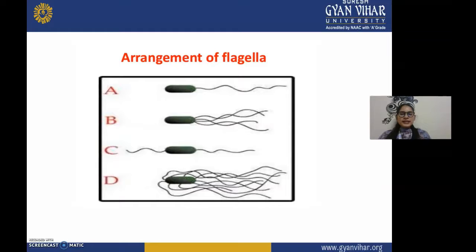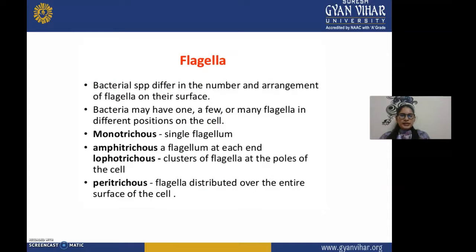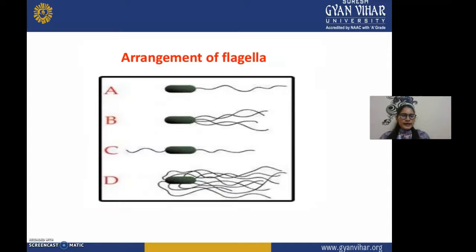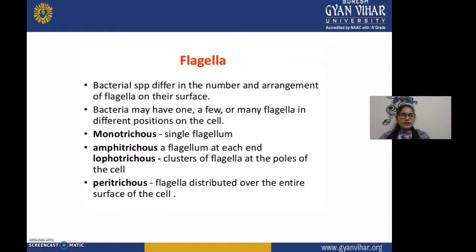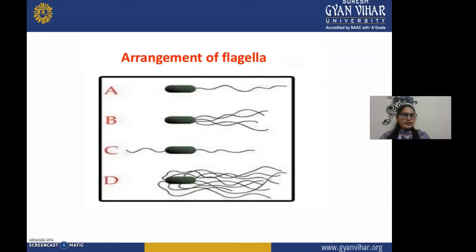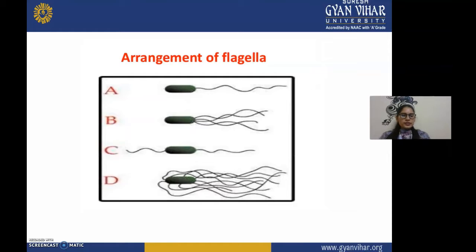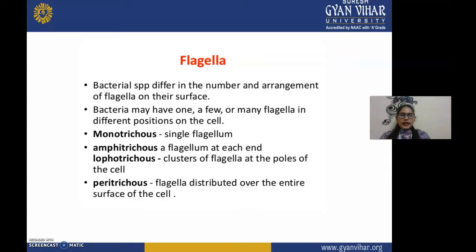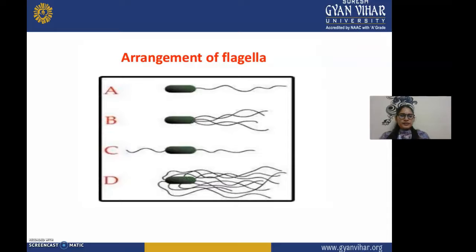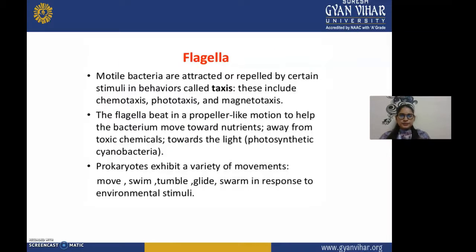Now, as you can see, this is the picture of the arrangement of flagella. The first one has only one flagellum, that is called monotrichous, a single flagellum. Then B is amphitrichous, a flagellum at each end. Then C is lophotrichous, as you can see. And then we have peritrichous, flagella distributed over the entire surface. So, as you can see here.